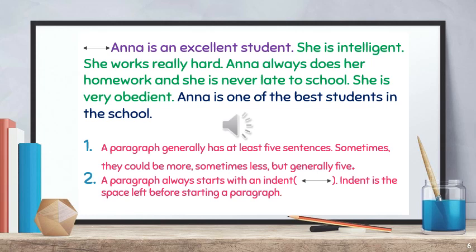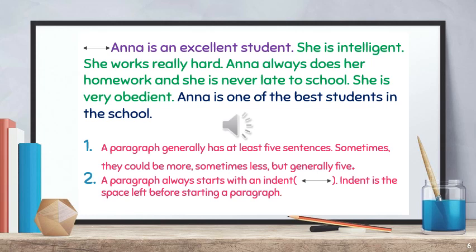What was the main idea? That Anna is an excellent student. Now all these sentences are supporting the main idea. And now the conclusion sentence is in dark blue. Anna is one of the best students in the school. So you conclude by saying that since Anna is very intelligent, works hard and all of this, she is considered to be one of the best students in the school. Alright, so this is how you conclude, keeping in view the main idea, right?